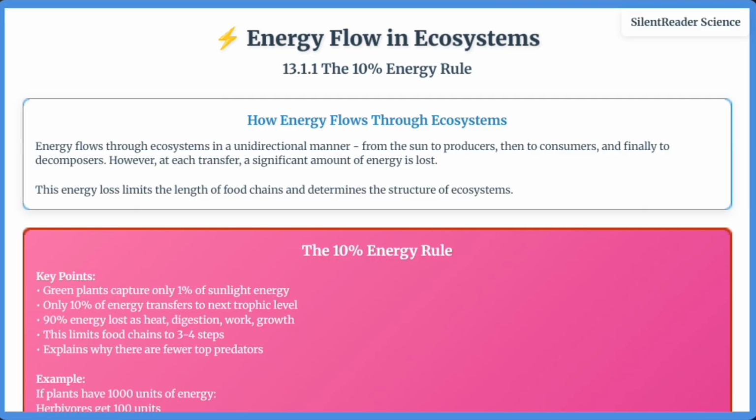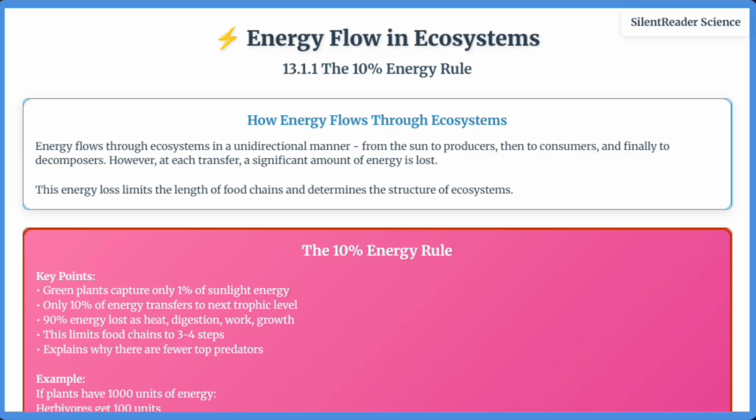Now let's explore how energy flows through ecosystems. Energy flows through ecosystems in a unidirectional manner, from the sun to producers, then to consumers, and finally to decomposers. However, at each transfer, a significant amount of energy is lost. This energy loss follows what we call the 10% energy rule.